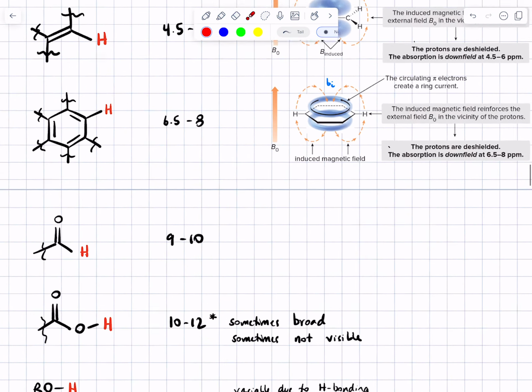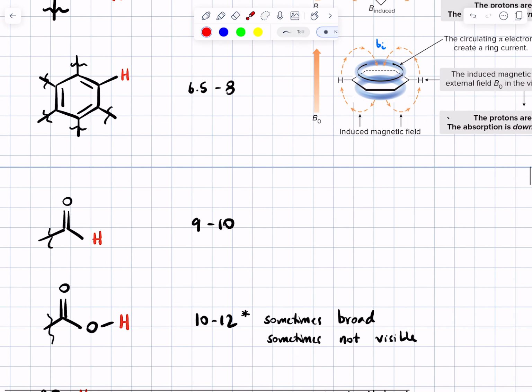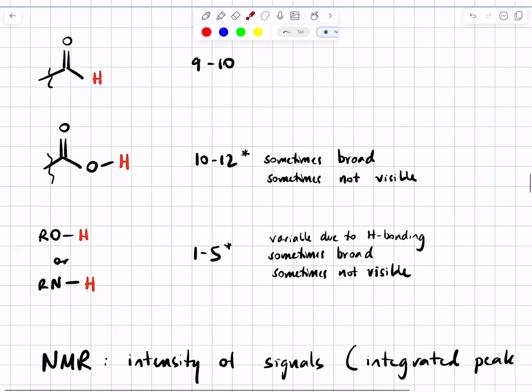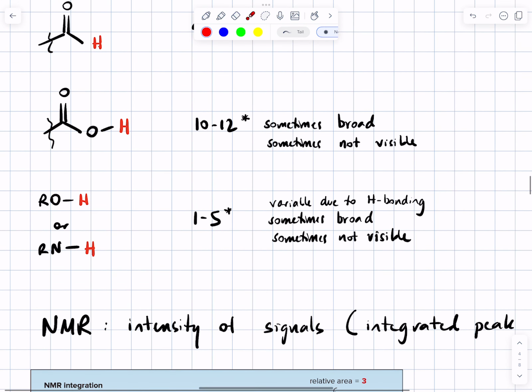We've already talked about aldehyde and carboxylic acid protons, and we've already talked about amine and alcohol protons. Sometimes the peaks for carboxylic acid, alcohol, and amine protons are broad, and under certain situations, they sometimes are not even visible in the NMR spectrum. So you have to look for and interpret these peaks with care.